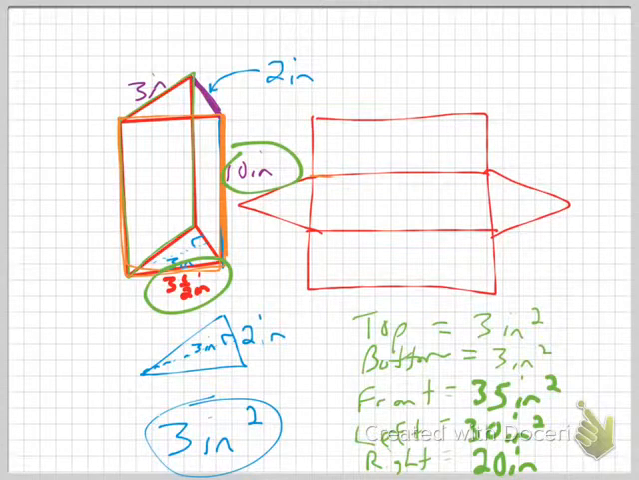What do I do with all this information? Add it all up. 20, 30, and 35, so 85. Plus 6 is 91 square inches. That would be our total. Does that make sense?